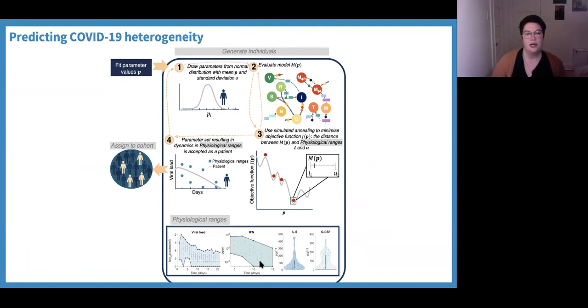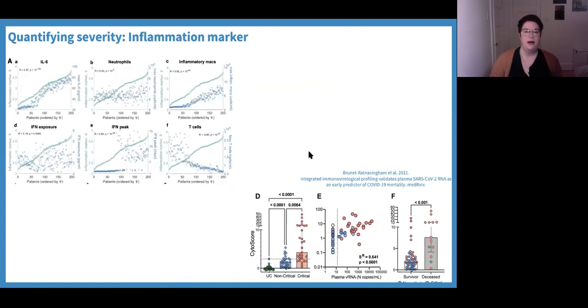If our model corresponds, or hospitalized and also mild infections, if our model corresponds with it somewhere within these ranges simultaneously, we accept that patient into our virtual cohort. And so doing this allowed us to have an individual prediction of how somebody's infection might go.